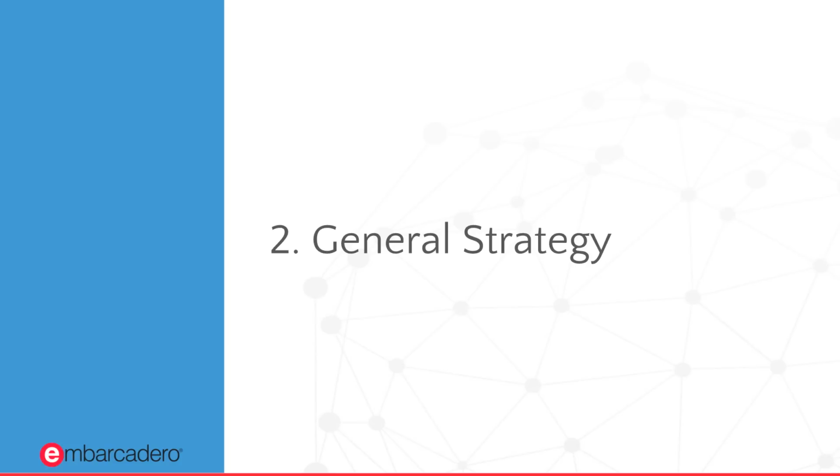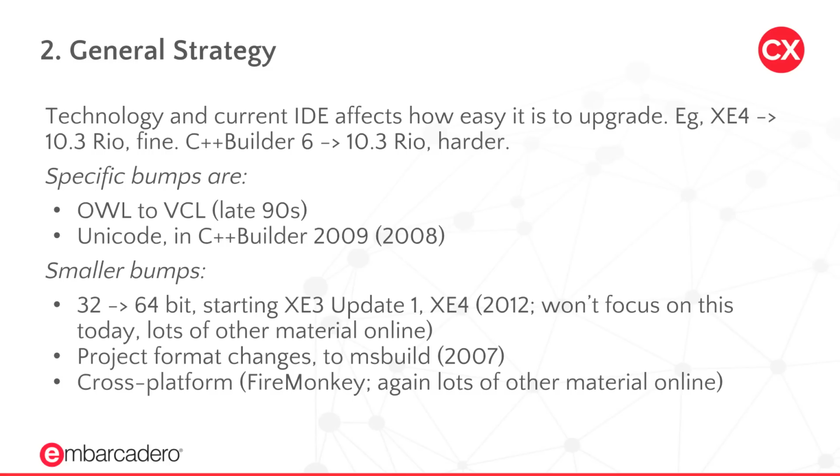So before we dig into any specifics, let's look at a general strategy for how to upgrade old projects and old code to a modern version of C++ Builder. This is necessarily going to be fairly high level, but I think it'll cover a general sort of approach that will suit well. The technology and the current IDE that you're using, which version you're using already, does affect how easy it is to upgrade. So for example, if you're using one of the XE series, let's say XE3 or 4 or 5 to 10.3 Rio, that will be straightforward, really easy. C++ Builder 6 from circa 2001, by the time you're starting to talk 17 or 18 years, that is harder.